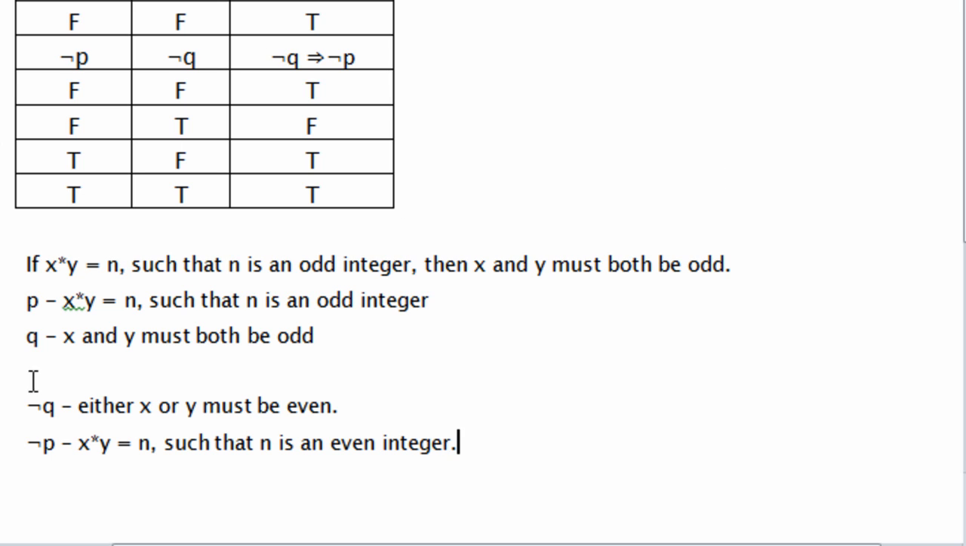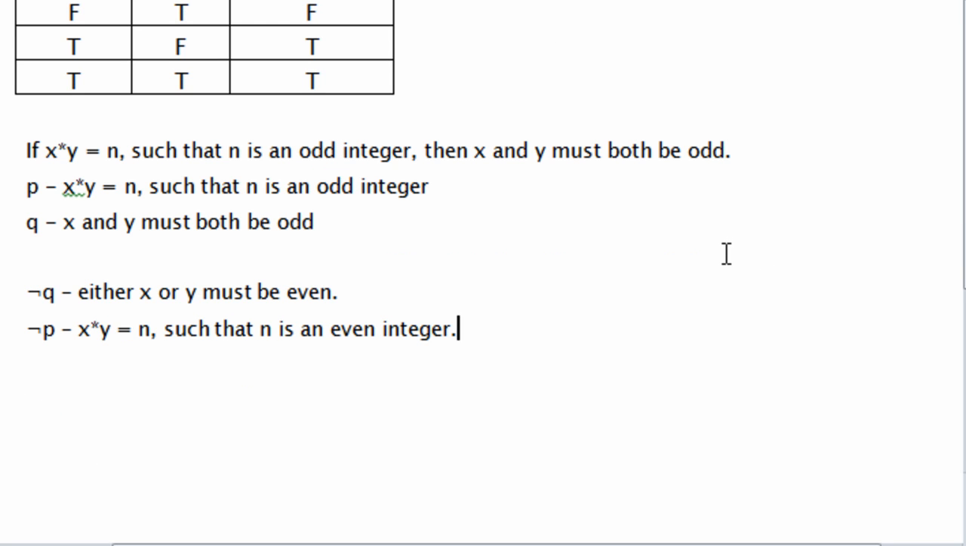Alright, so now if we can prove not Q implies not P, then we proved that P implies Q as well. And not Q implies not P is so much easier in this case, which you'll see. So, alright, we'll start with the premise not Q. Either x or y must be even. We'll start with just having x be even.